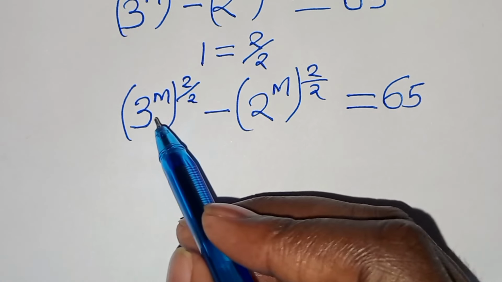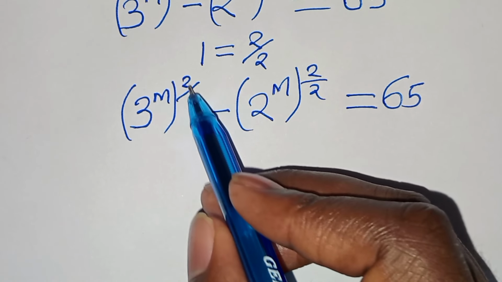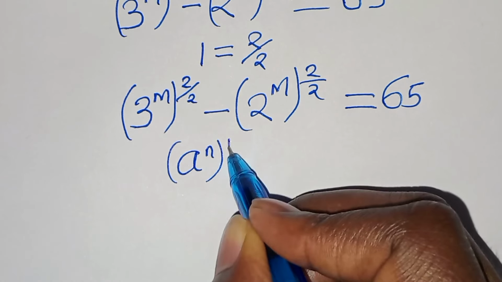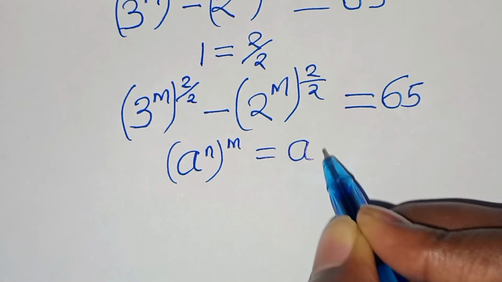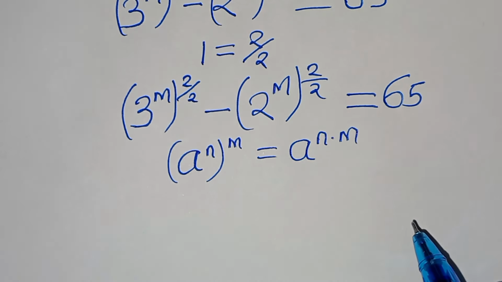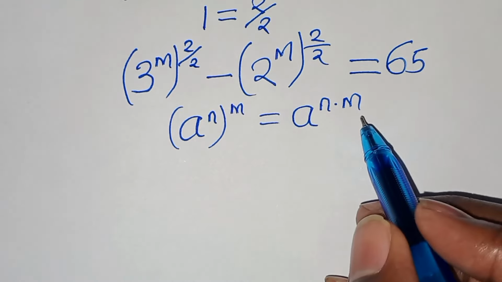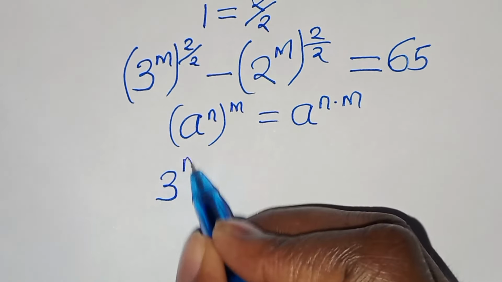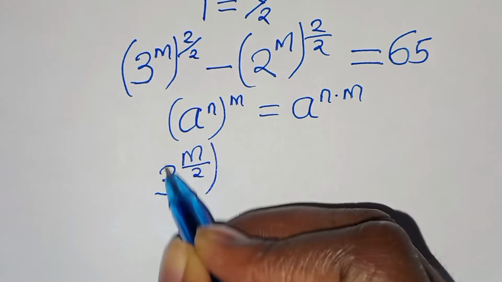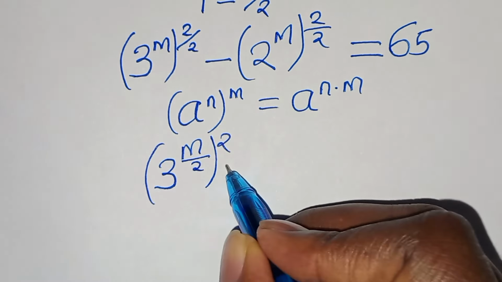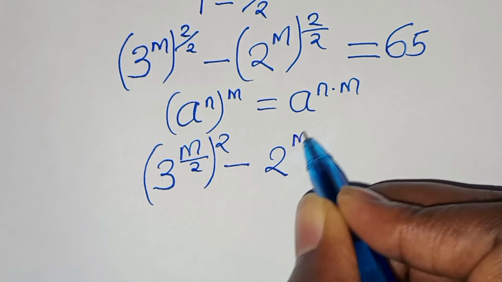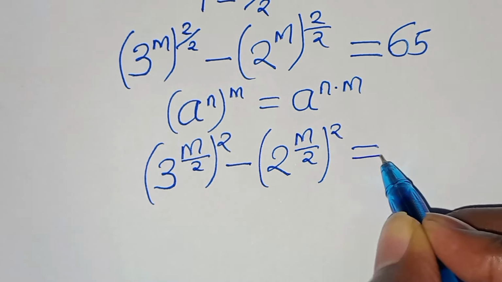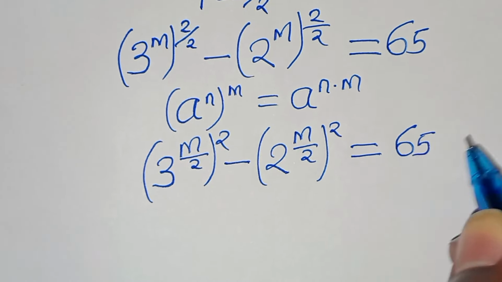So we find that 3 to the power of m raised to the power of 2 over 2 is in the form of a to the power of n raised to the power m, which can be expressed as a to the power of n times m. Applying this exponent property, this can be expressed as 3 to the power of m over 2 raised to the power of 2, minus 2 to the power of m over 2 raised to the power of 2, equal to 65.